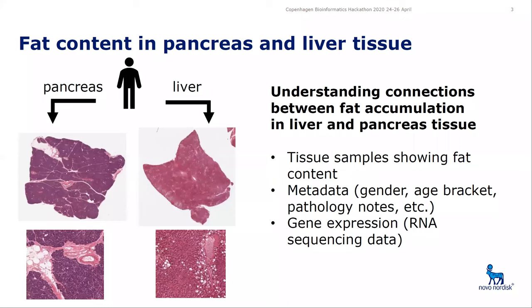Yes, so we have identified the fat, which you can see as white color in these pictures, and we'll make those predictions available to you for close to 600 individuals. And then the idea of the challenge is to analyze this data set and compare the fat percentage to other values like gender, age, and the gene expression data, of course. Can we go to the next slide?